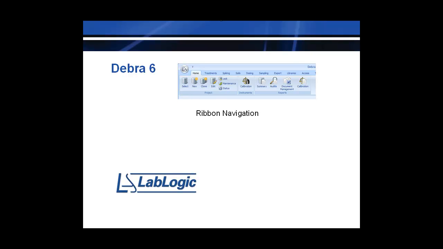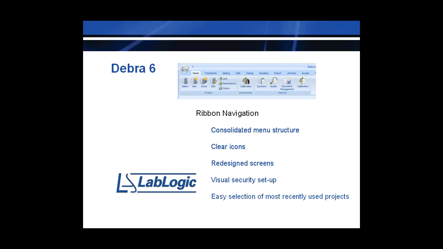Debra 5 was first released over 15 years ago, and during that time the system has developed and grown and added new functionality. This meant that the original menu structure was getting a little complicated. Debra 6 introduces the now familiar ribbon navigation toolbar as introduced by Microsoft. Our developers have carefully examined the flow through the application and designed a consolidated menu structure within the ribbon with clear, easy to understand icons. Many screens have been redeveloped and a new visual security setup is available. A new home button adds easy selection of most recently used projects.